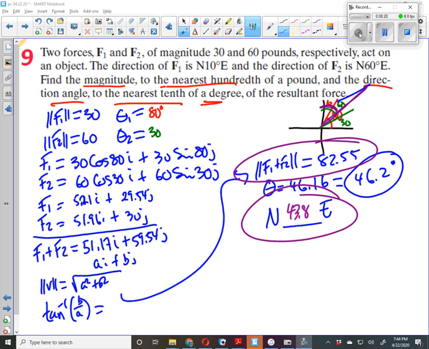Be careful. Know the difference between these two. Know theta, know the direction angle. Good luck.